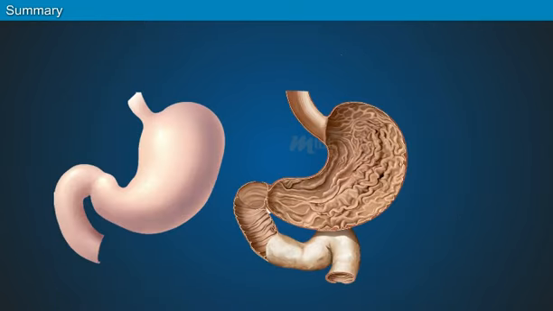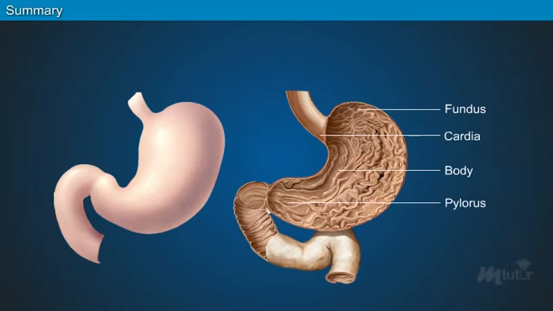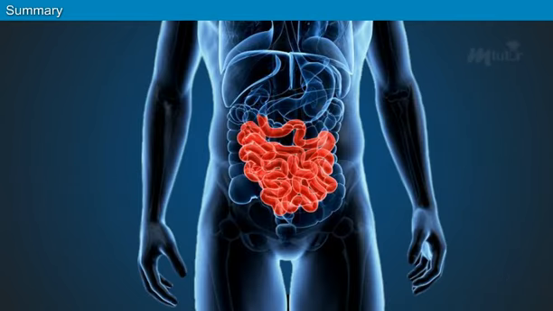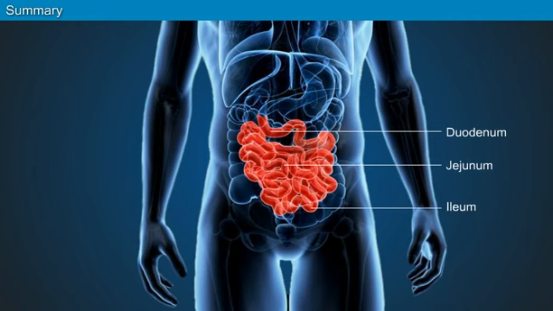The stomach is a hollow muscular organ consisting of the following parts. They are the cardia, fundus, body, and pylorus part. The small intestine is divided into three main parts. They are the duodenum, the part closest to the stomach, the jejunum, the middle portion, and the ileum, the bottom section, which connects to the large intestine, or colon.